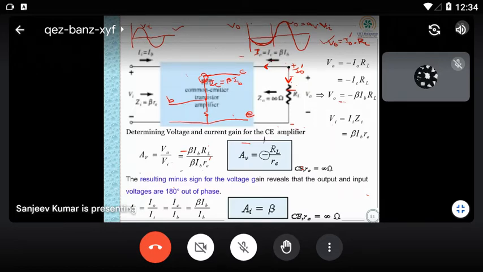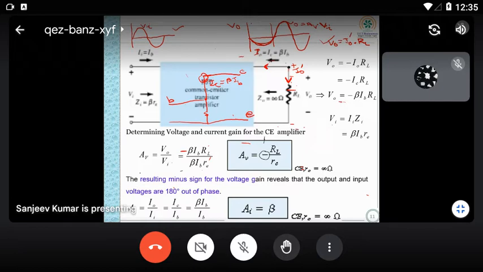Is it clear to everyone, or any queries here? Any particular point, please ask. Once again, sir, how is the output 180 degrees out of phase? This minus sign signifies that there is a phase change. For example, if you take sine theta, and I write sine of 180 minus theta, what is the value? Because this is a sine wave, no?